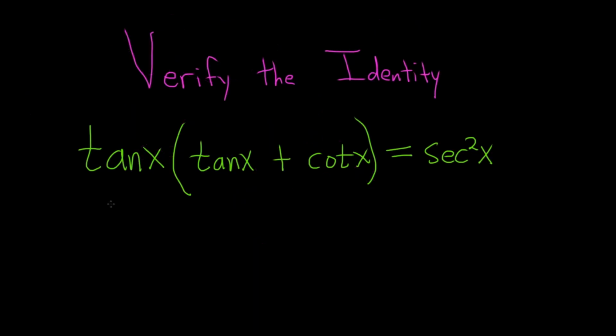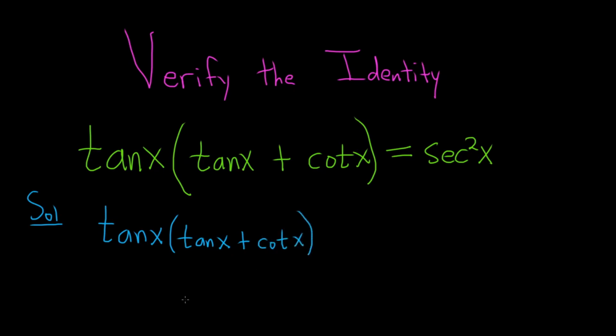In this problem, we have to verify the trigonometric identity. So usually when you're verifying trig identities, you want to start with the more complicated side. So let's go ahead and do that. The more complicated side is obviously the left-hand side, so we'll start by rewriting that. So we have tangent of x, parentheses, tangent of x plus cotangent of x. Okay, so now I guess we have to multiply, right? We'll multiply tangent by tangent and tangent by cotangent. So let's go ahead and distribute.